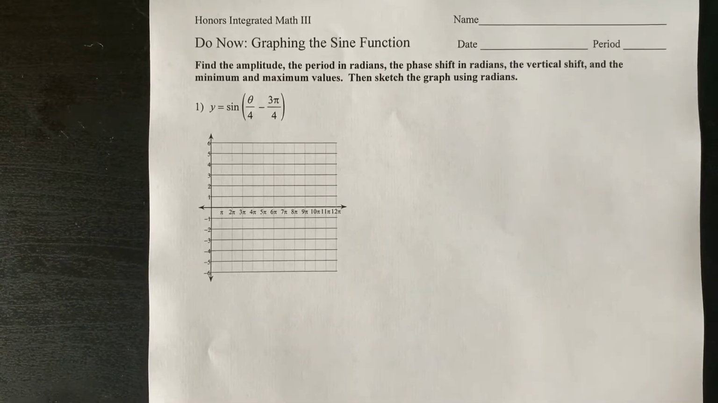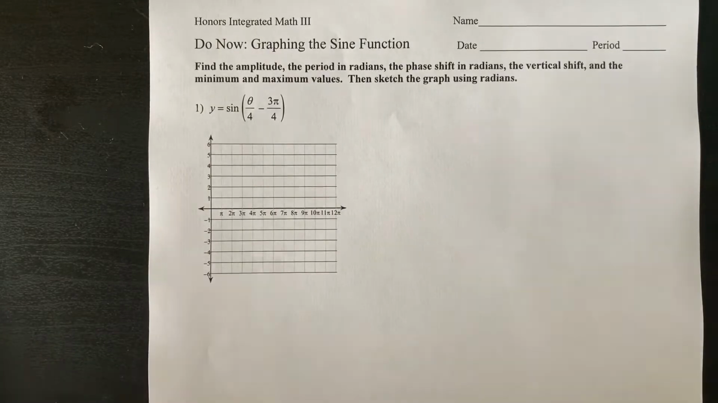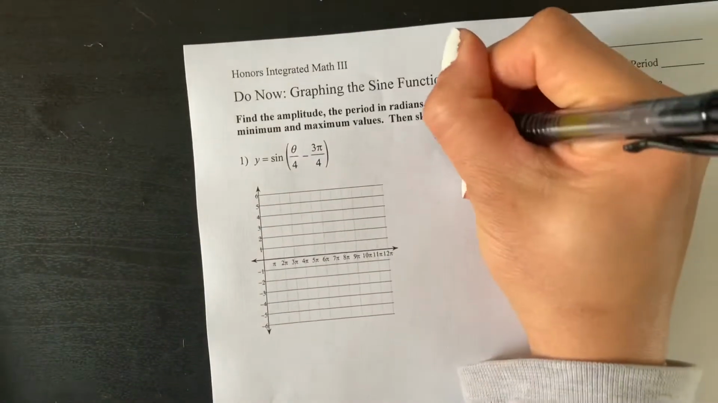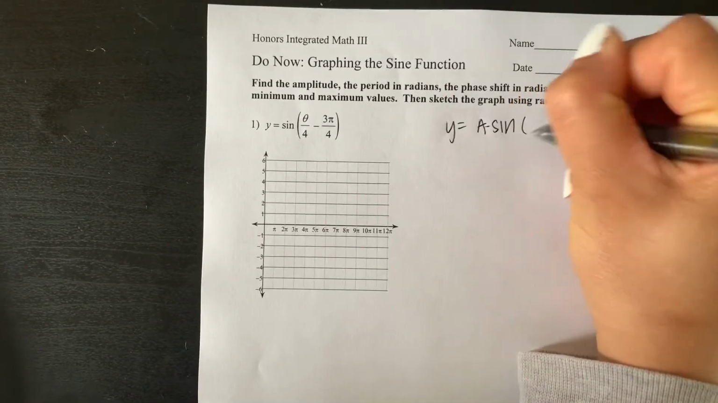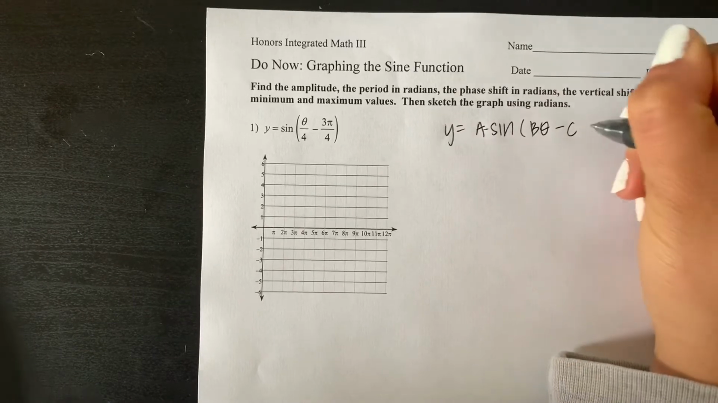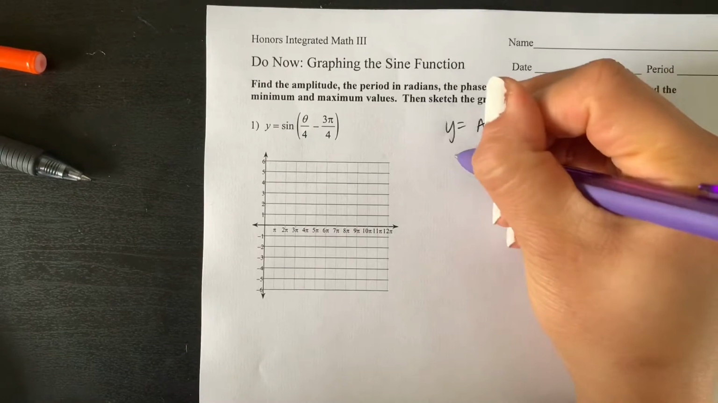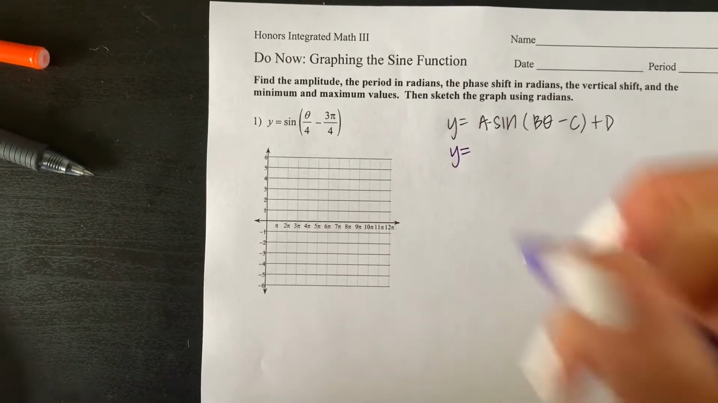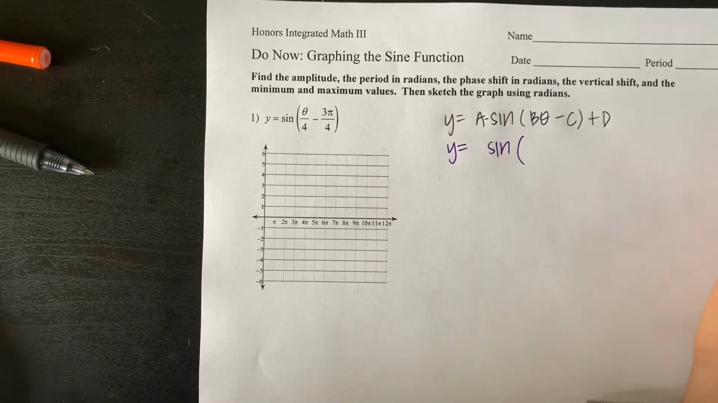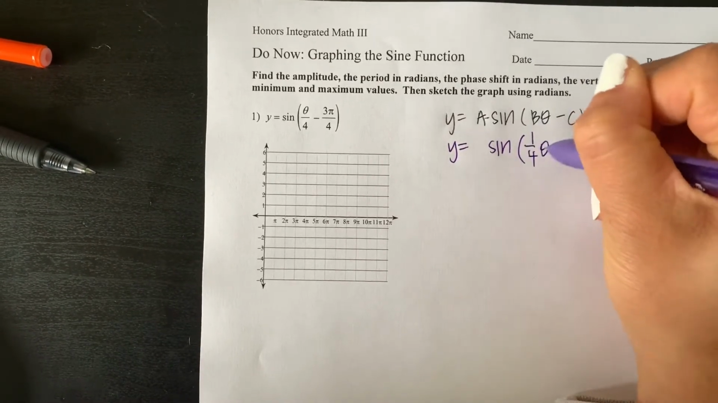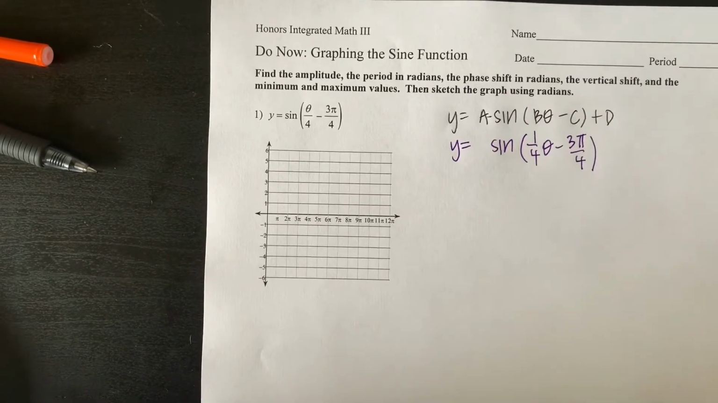Okay, so I have y equals sine theta over 4 minus 3 pi over 4. Right next to it, I'm going to go ahead and rewrite the general equation. y equals a sine b theta minus c plus d. So then I have y equals, I'm going to just rewrite the problem here for you. Instead of writing theta over 4, I'm going to write it as 1/4 theta, because that means the same thing, minus 3 pi over 4, and that's it.